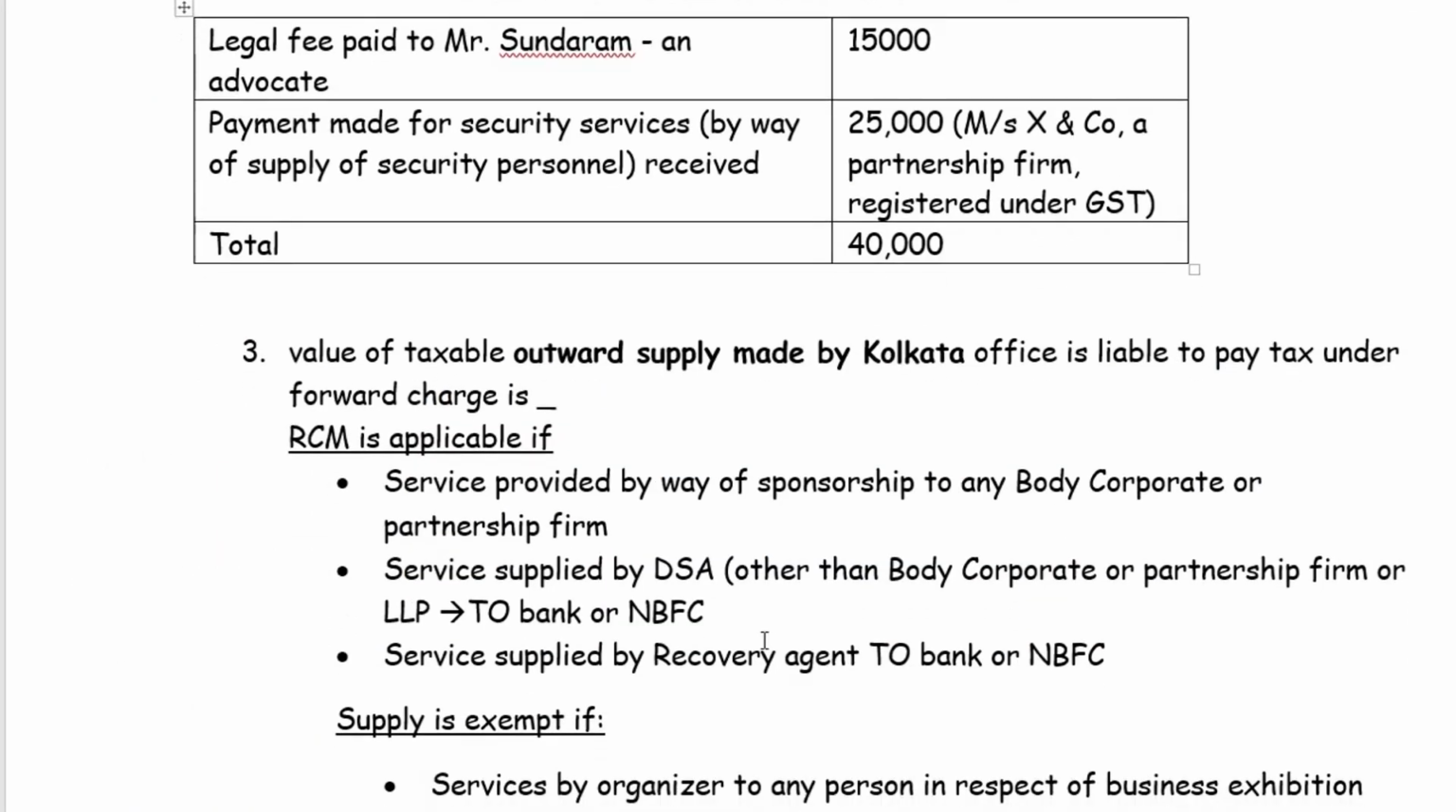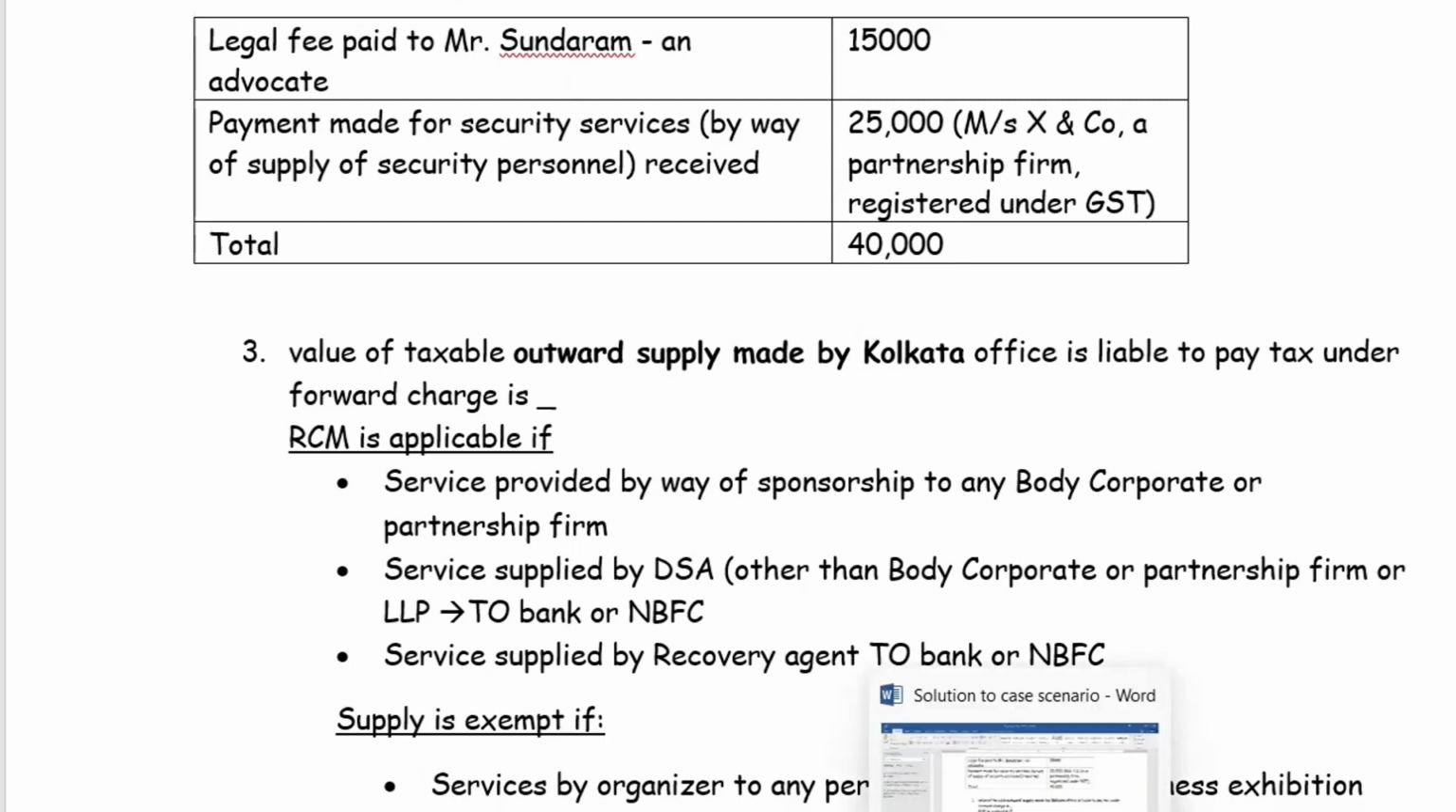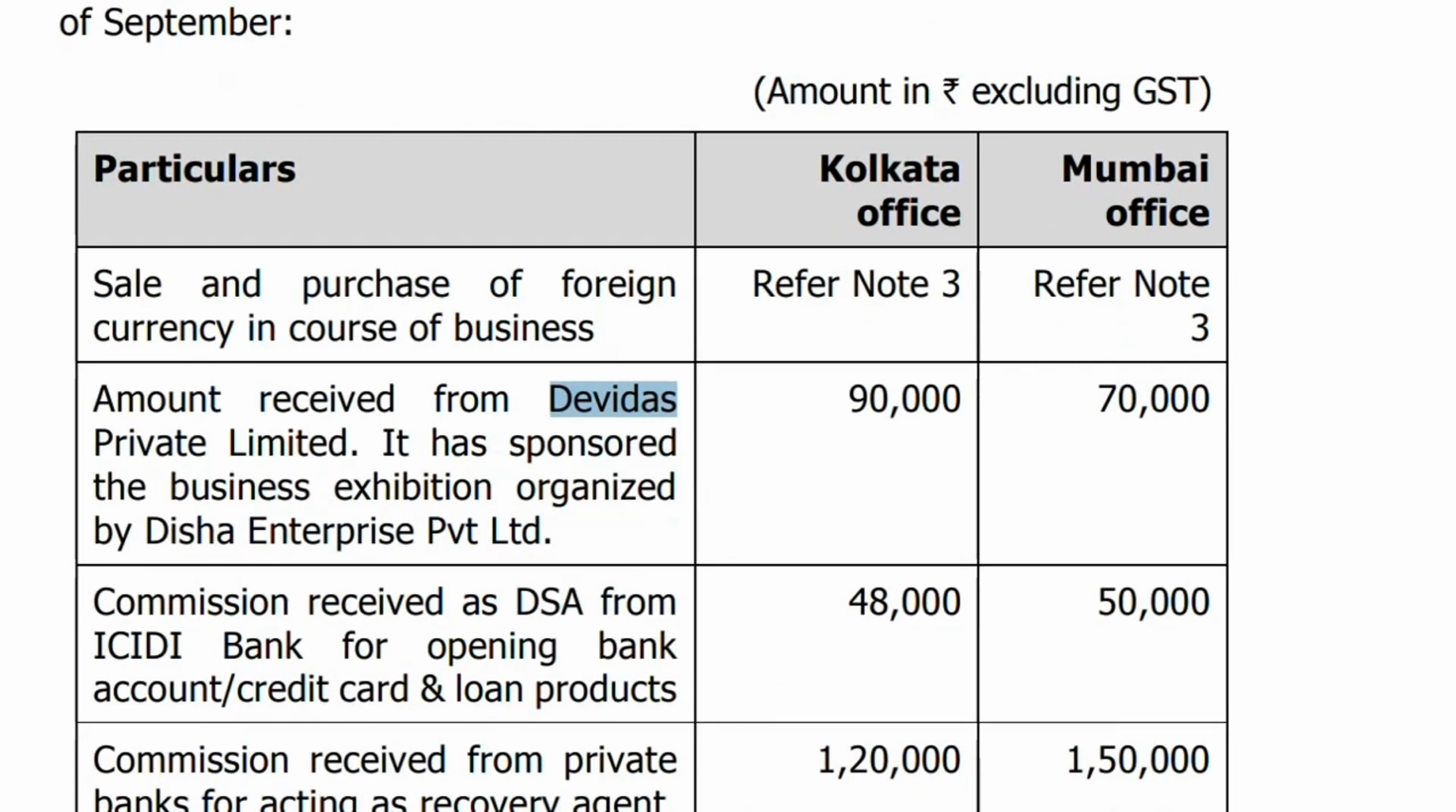We know that when the service is provided by way of sponsorship to any body corporate or partnership firm, then RCM is applicable, right? Here, Disha Enterprise Private Limited is the receiver of service and it is a body corporate. Hence RCM is applicable, right? So, when RCM is applicable, Devidas Private Limited will be liable to pay the tax.